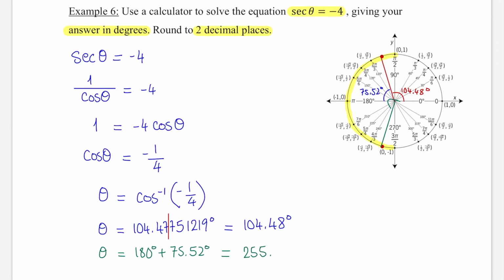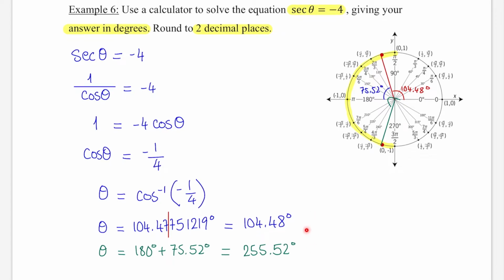That is 255.52 degrees. These are the two answers if my theta is in between 0 and 2 pi. However, in this problem, they didn't say it. That means theta is all real numbers. That means my answer is going to repeat after every 2 pi.